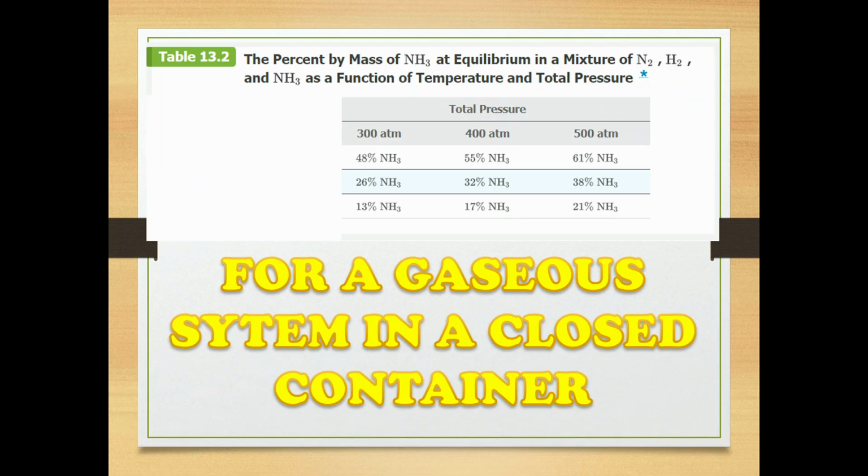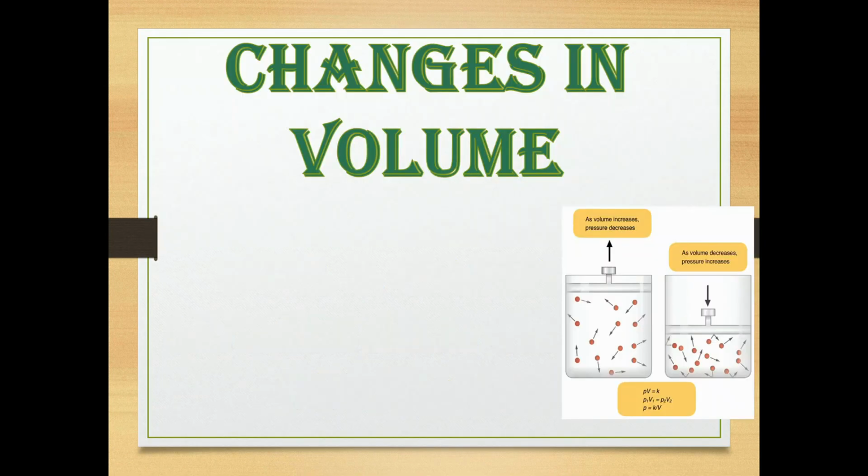So I just wanted to look at the pressures. But you see for every single one of them, no matter what it is, the value at 500 atmospheres is larger than the value at 300 atmospheres. Okay, now what about changes in volume?